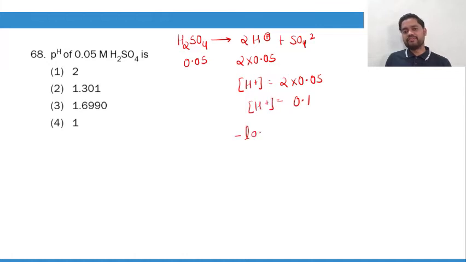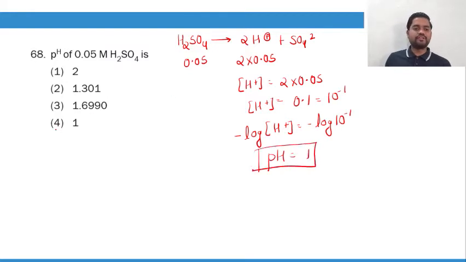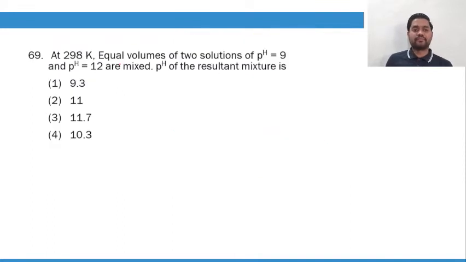That means negative log of the concentration of H plus is equal to what? If I take negative log, it is negative log of 10 raised to minus 1, because 0.1 is what? 10 raised to minus 1. So can I say pH is equal to 1? So yes, pH is equal to 1. According to me, question number 68, the right option has to be 4, where pH is equal to what? 1. Clear? Sure. Perfect.